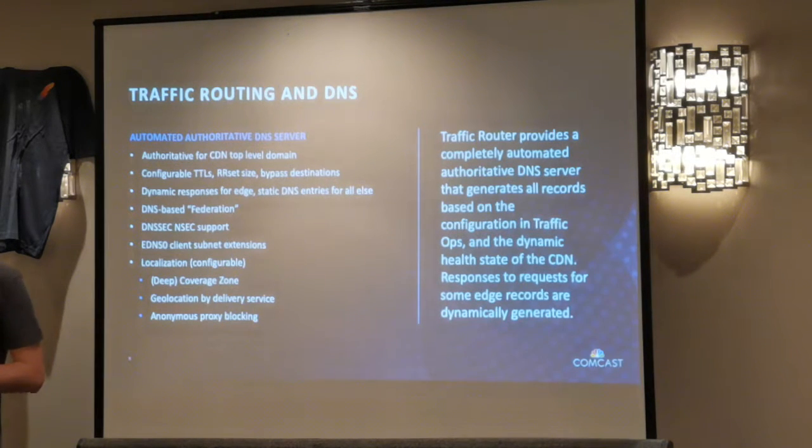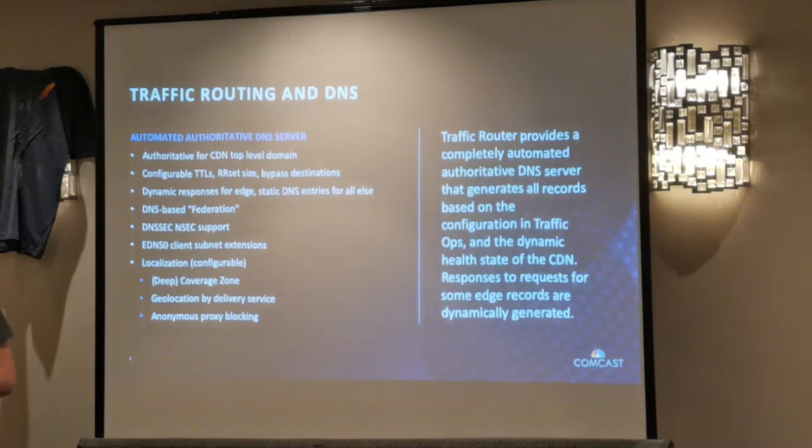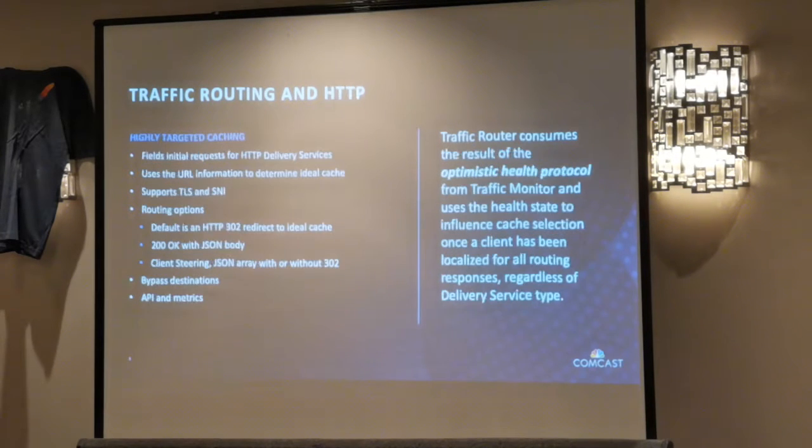So localization is the process by which you take an IP address of a client, no matter whether it's a resolver or an individual laptop or phone or whatever, and you try to associate it with a location. We do that using deep coverage zone, which is the most specific mapping between IP ranges and servers. And then beyond that, we have a coverage zone file, which is a cache group to IP range association. And then we also have geolocation providers, which we at Comcast only use MaxMind currently, but we do support others, and also anonymous proxy blocking. Which, by the way, if you have anonymous proxy blocking in Traffic Router, we also need to start enforcing that down in ATS as well.